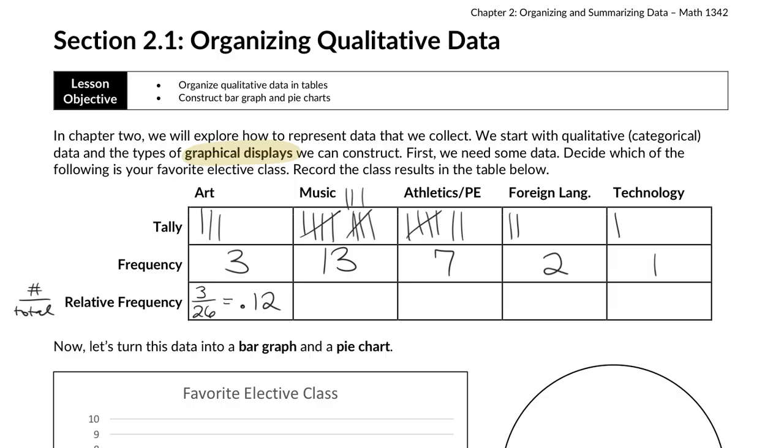The next one is 13 out of 26. We should be able to do that one in our head. 0.5. But since it's 2 decimals, we're going to do 0.50. The next one is 7 out of 26, which is how much? 0.27. And then 2 out of 26.